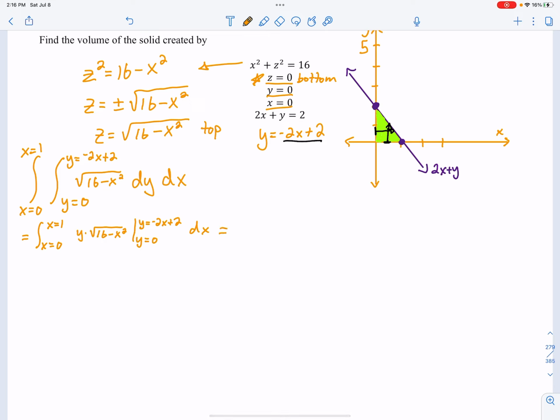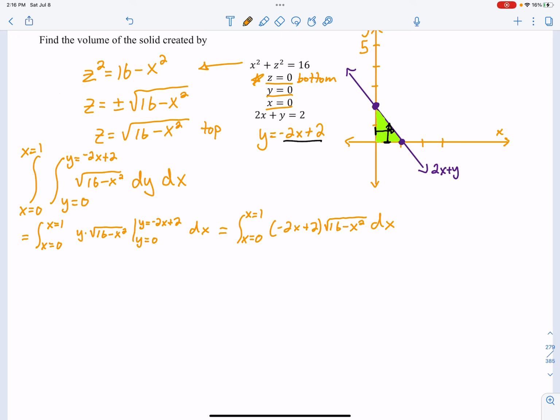I'm going to go to the right because we're going to do quite a bit here. Plugging in x equals 0, x equals 1. And then the 0 is just going to 0 out, thankfully. So we get negative 2x plus 2 times the square root of 16 minus x squared dx. Now, right away, you look at that and you're probably thinking, oh gosh, that looks horrible. This is going to be a trig sub.